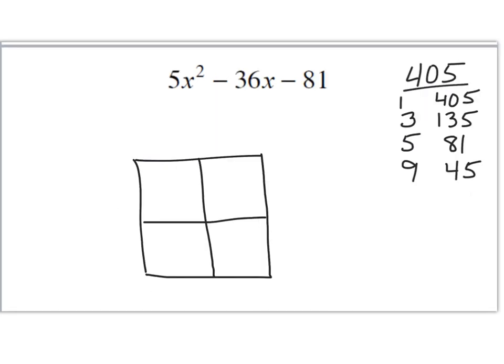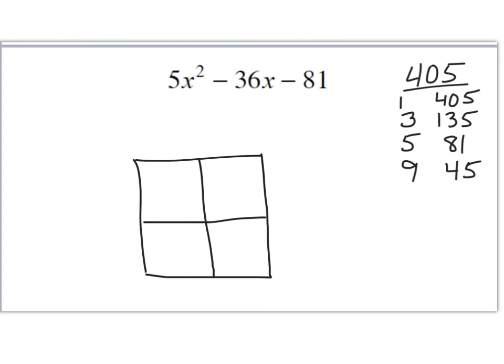All right, on this one, I multiplied the 5 times the 81 and got 405. And so I've done my factors. I also looked and saw that it was a negative 81. Now, what does that mean? Does that mean I'm adding or subtracting to get that middle 36? If you said subtracting, you are correct.